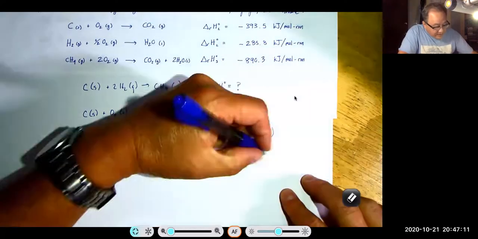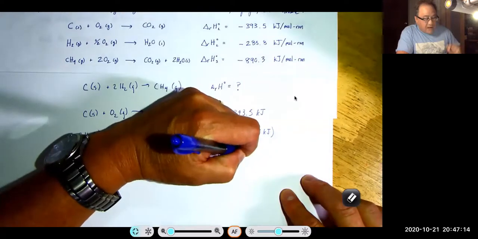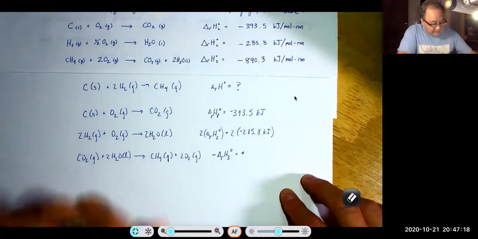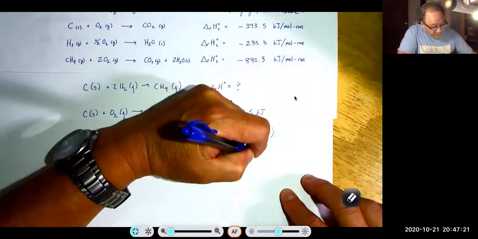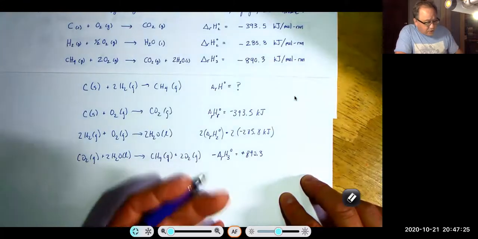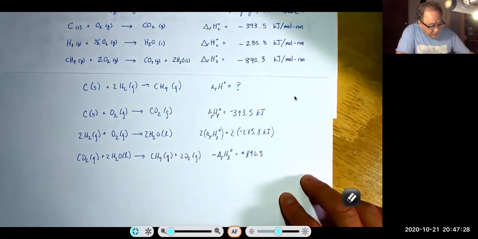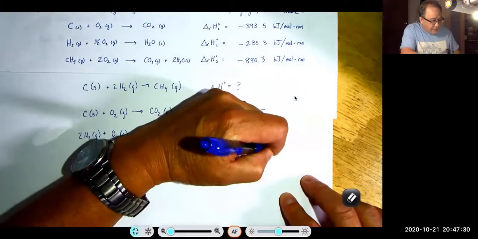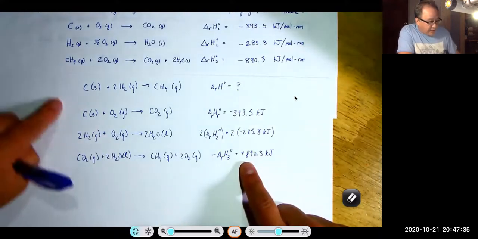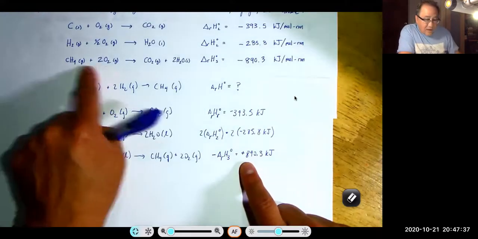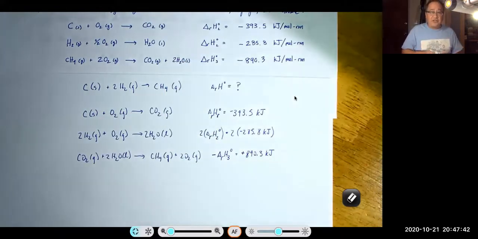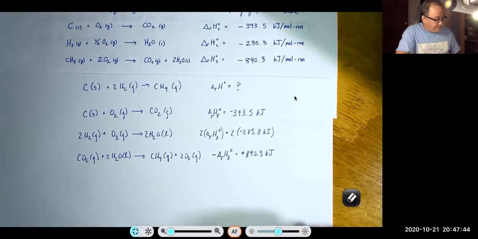So here, it's going to be negative of minus 890.3, which becomes positive 890.3. I think I said 1890, and that's a mistake, clearly. So plus 890.3 kilojoules. Again, the reason this has become positive is because I've taken this third reaction and written it so that the reactants are now the products and the products are now the reactants. And so what that means is we have to change the sign of the delta H.